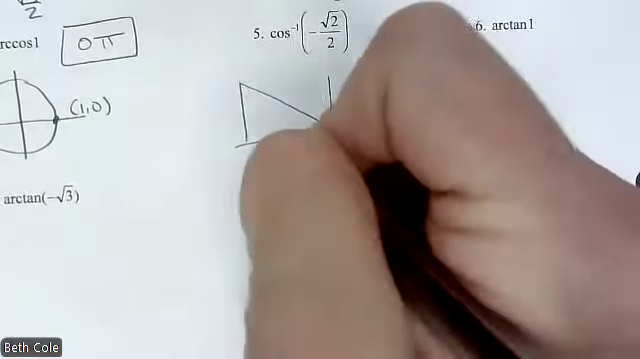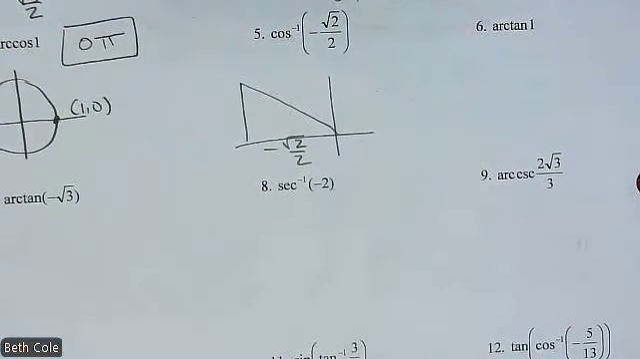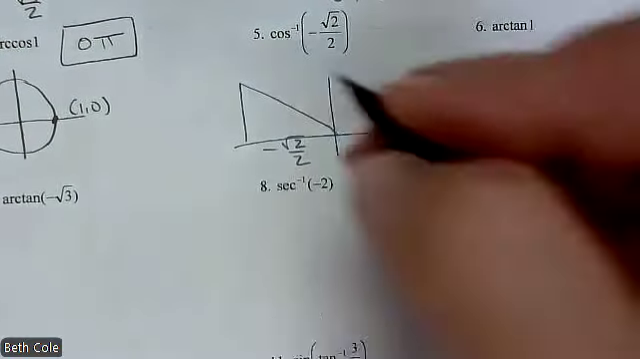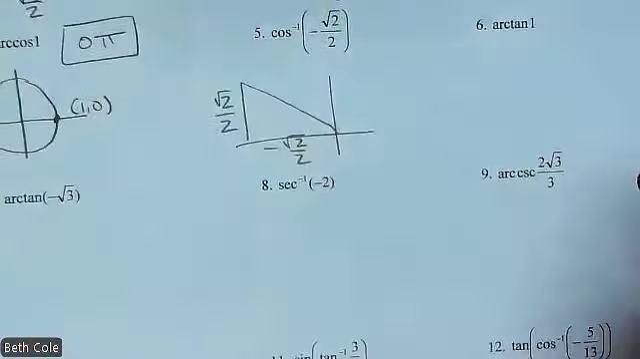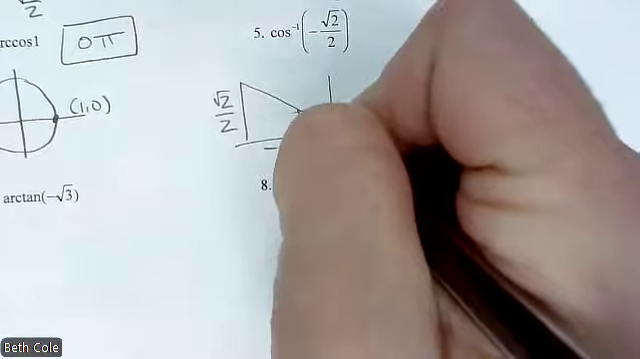Cosine is the x value, so your negative square root of 2 over 2 goes here. That means the other side is what? Yeah, positive square root of 2 over 2. And that means this reference angle is pi over 4.